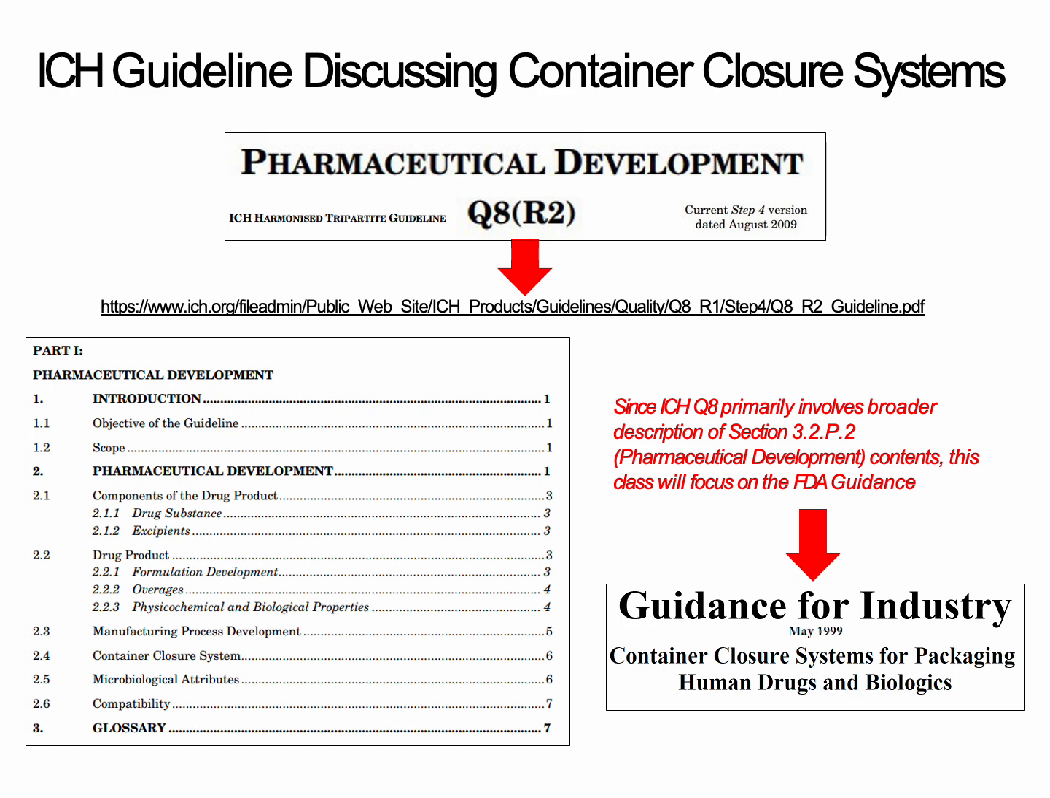So there's formulation development, of course, overages, then physicochemical and biological properties. Then it has a chapter related to manufacturing process development, and the container closure system, of course, which is very important to explain, to test, and then to document, and then to add, obviously, to the CTD backbone of our registration application. And obviously, we also have information about the microbiological attributes and compatibility. So this is, in a nutshell, the different sections that we can see in ICH Q8.